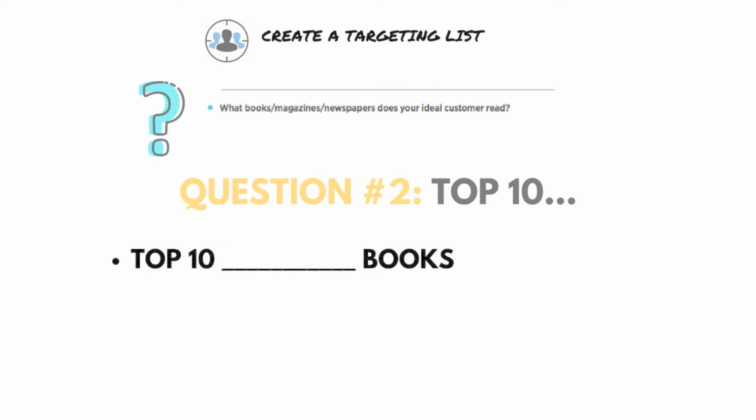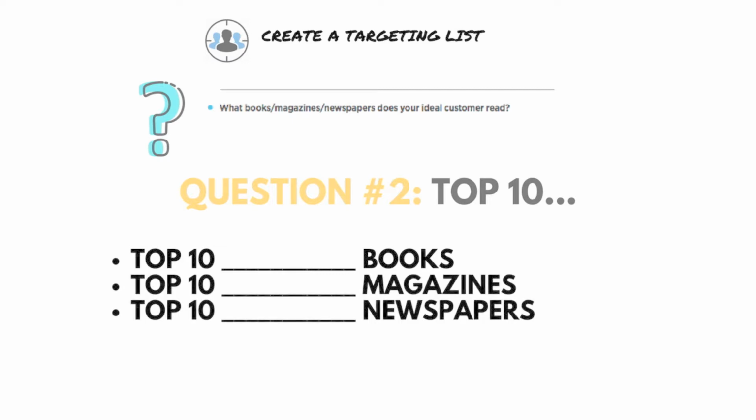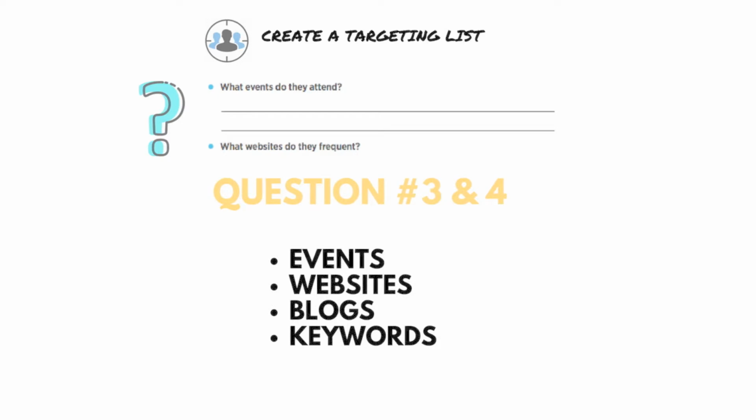Question number 2, in the same fashion as the first question, using those same 2 examples with the fitness instructor and the relationship coach, you'd approach it this way. Top 10 fitness or relationship books, top 10 magazines or newspapers, top 10 fitness or relationship events, top 10 relationship or fitness websites or blogs. You get the picture. There are advantages to doing it this way.